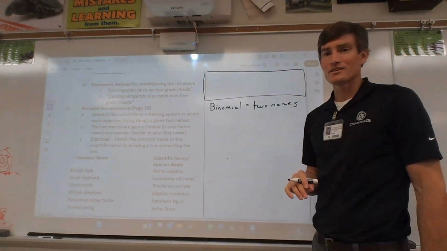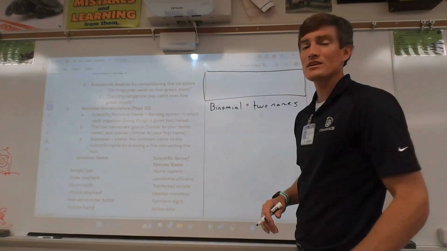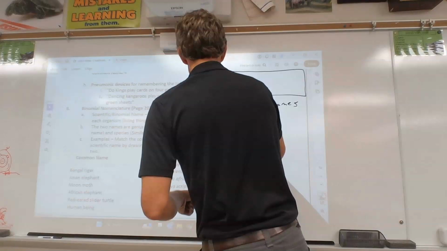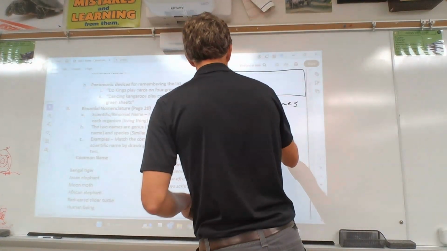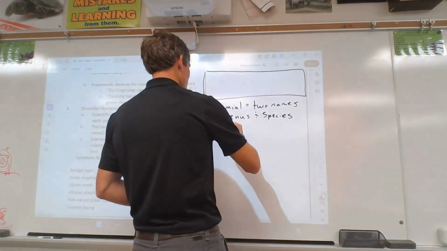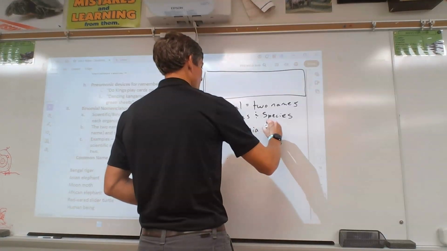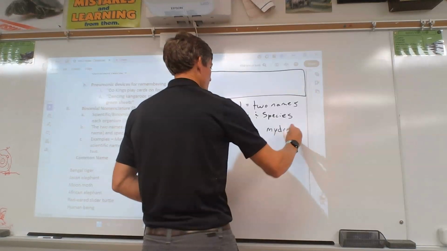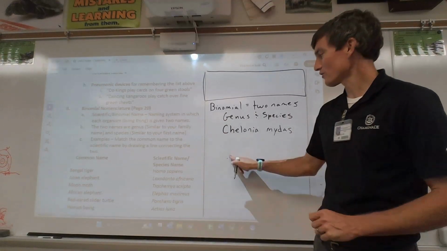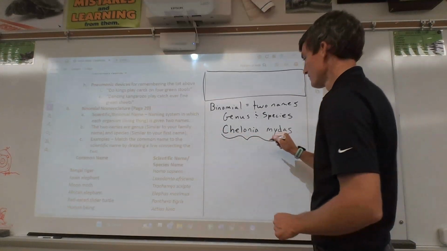And what happens in science is that because of the way that Carolus Linnaeus developed his system, he gives each organism two names. He gives it a genus and a species. So one example of this is what we call Chelonia mitis. This is a scientific name for a turtle.